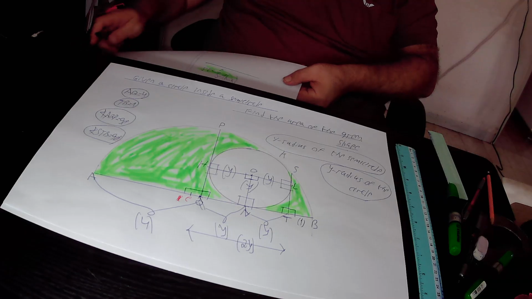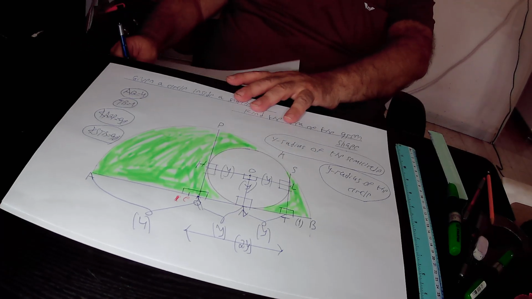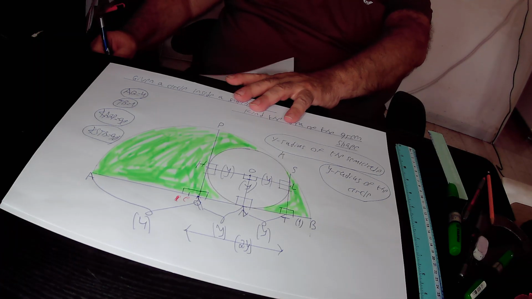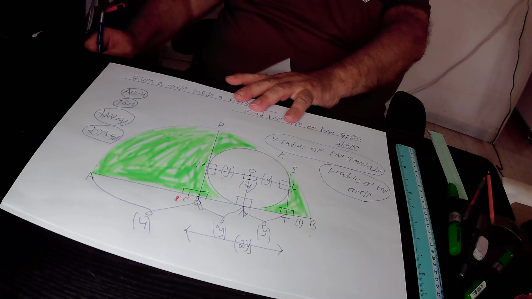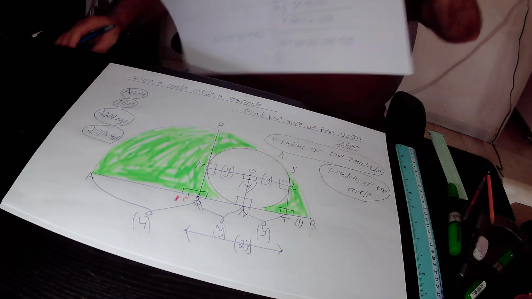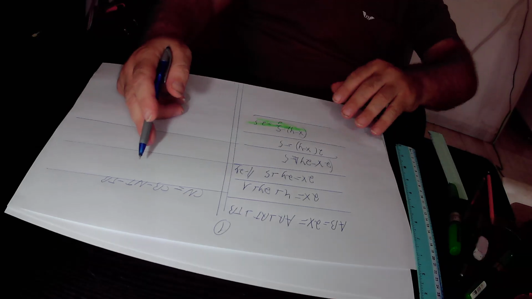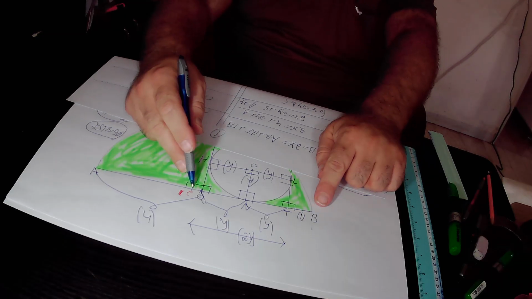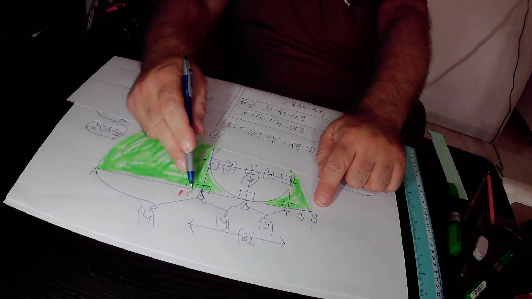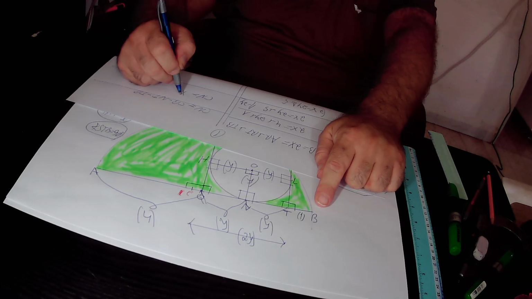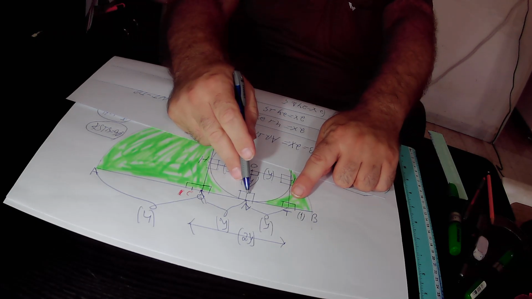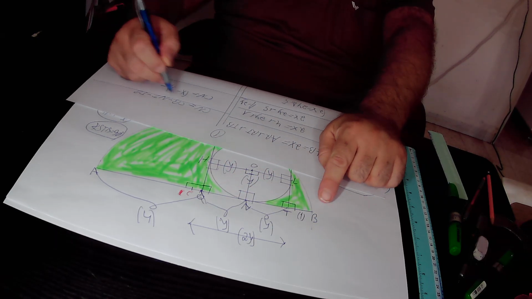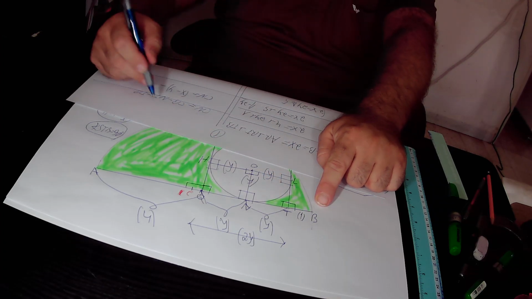CN equals CB minus NT minus TB. CB is the radius of this semicircle, which equals x. Minus NT, and NT equals y. Minus TB, and TB equals 1 unit in its length according to what is given in the question.